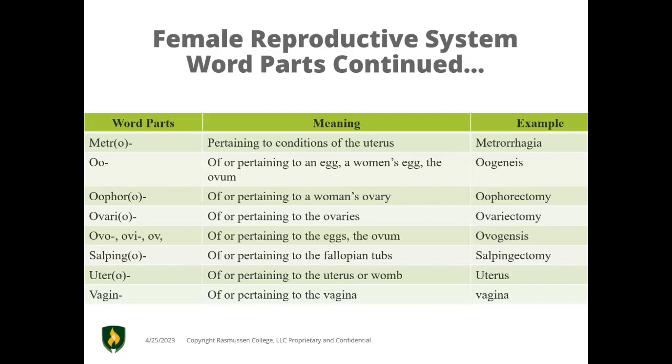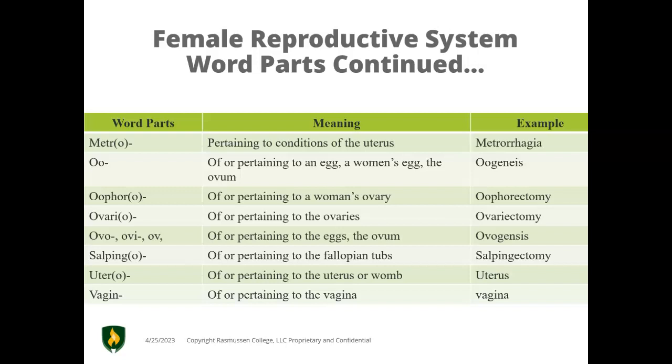Oophoro is also referring to the female reproductive system, specifically that of the ovary. Ovario is ovaries. Ovo, ovi, or ove, all pertaining to eggs or ovum. Salpingo is referring to your fallopian tubes. Utero is referring to the uterus or the womb, and then vagino is referring to the vagina.